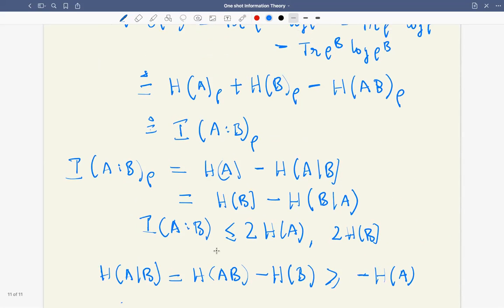But already there are new consequences: the mutual information can be larger than H of A. In fact, if you take the EPR state and look at the mutual information, it will be 2. So the entropy of A is 1 there, but the mutual information is 2. So, a very, very different thing.